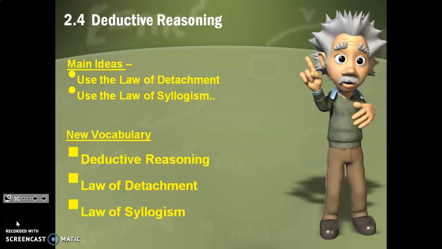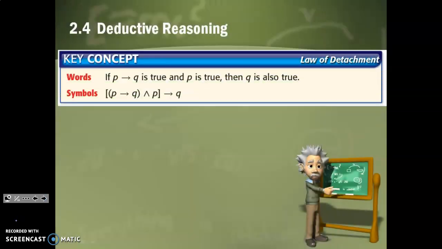Okay, welcome to 2.4 Deductive Reasoning. Today we're going to be talking about law of detachment and law of syllogism, and how you use those to make a conjecture or a conjecture statement, or lead us to a statement.